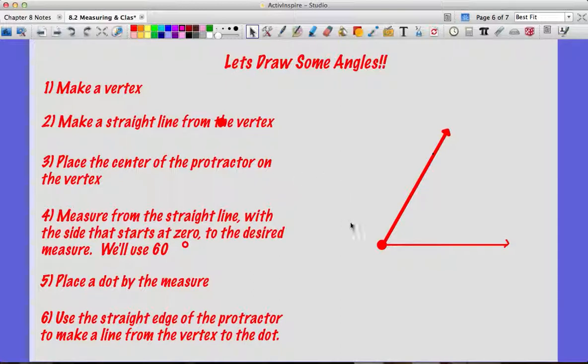Again, a somewhat simple process, but we need to make sure that we're taking our time and reading the right side of our protractor.